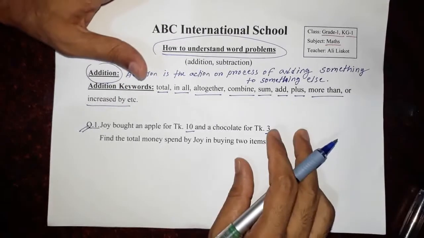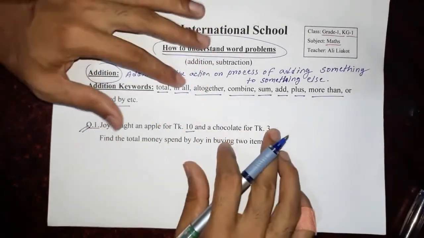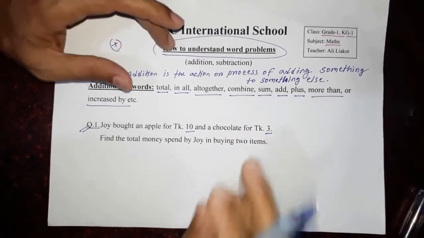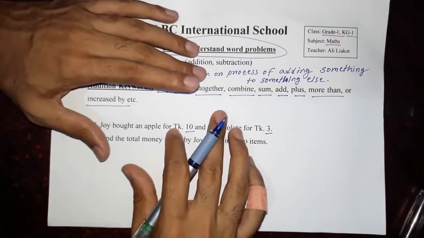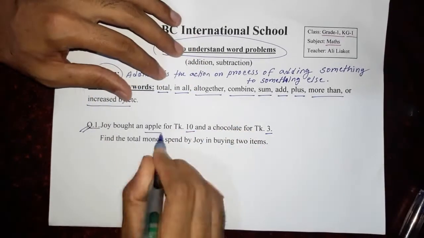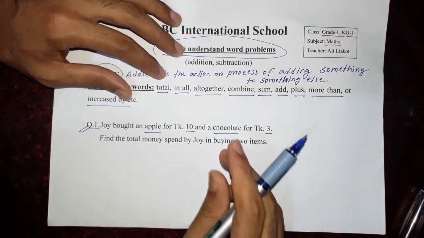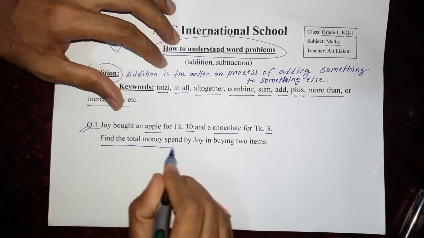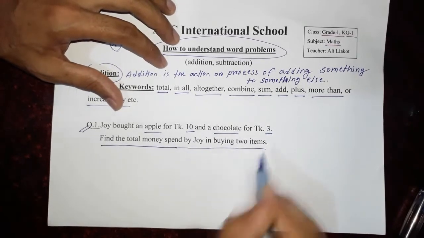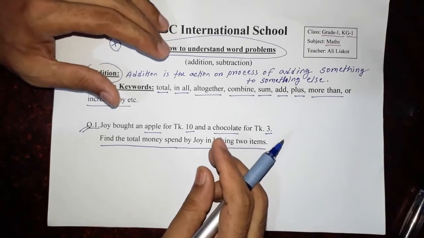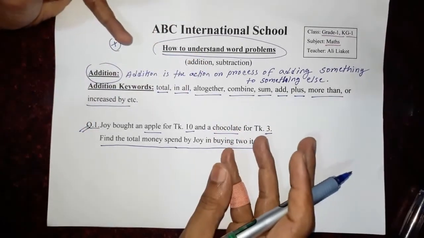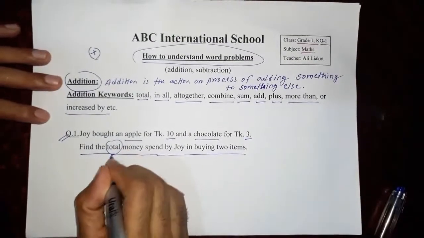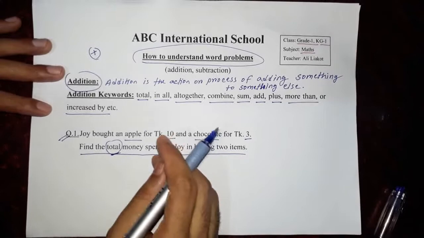So my dear students, look at the first sentence of the question very carefully. What are you seeing? Yes, it's giving us the information of the products. What are the products here? Apple and chocolate. And what's the second part? The second part is: find the total money spent by Joy in buying two items. So which one is the keyword here? Can you find out? Total is the keyword here.